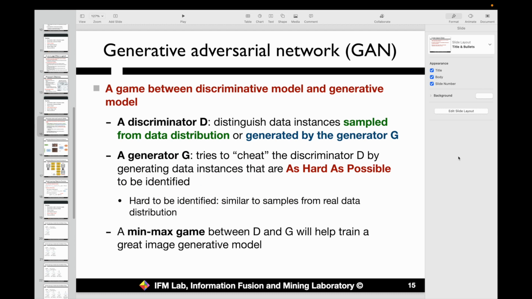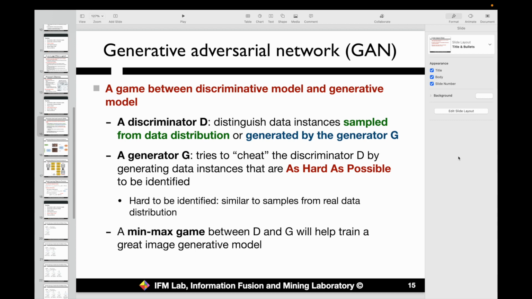And let's have a look at the generative adversarial net. The game is between the discriminative model and the generative model. Inside the game model, we have one discriminator and one generator. We can denote the discriminator as D and the generator as G, as shown here. The discriminator will distinguish whether data instances are sampled from the real world data distribution, or generated by the generator G, as shown here, right?